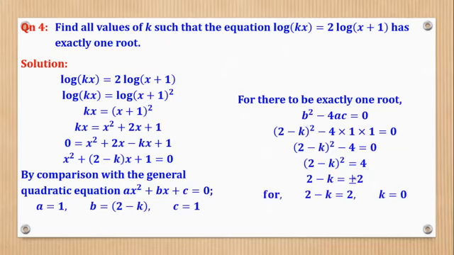So there are two values, either this can be equal to positive 2 or negative 2. When you use positive 2, we shall come up with k as 0. When you use negative 2, we shall come up with k as 4. And those are the two values of k.